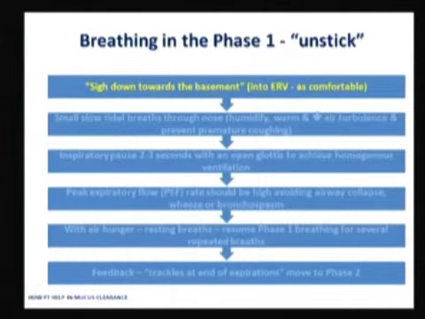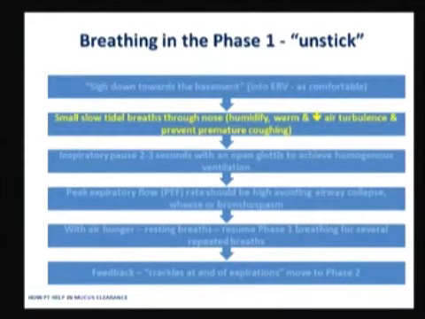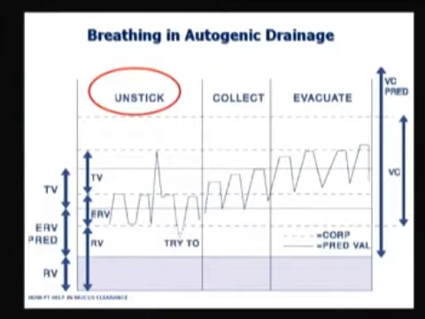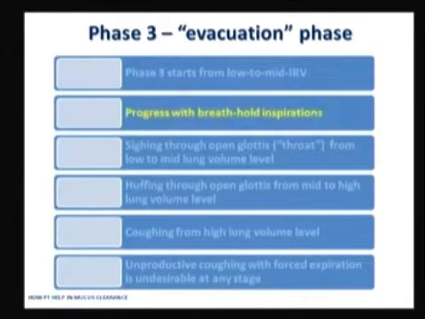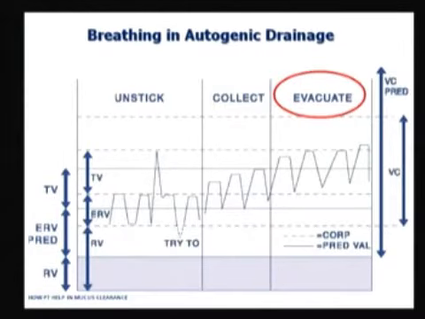Autogenic drainage is another technique that we use. It's divided into phases: phase 1, to unstick in the expiratory reserve volume; then to collect with higher lung volume; and finally evacuate with higher and more rapid airway flow.